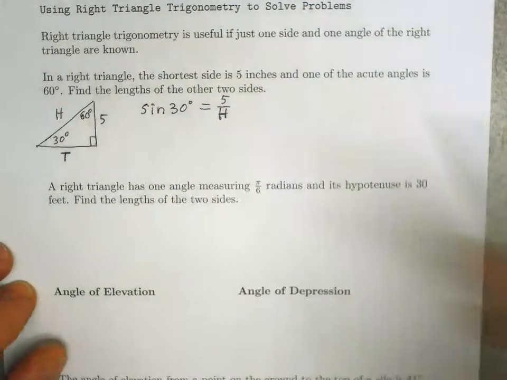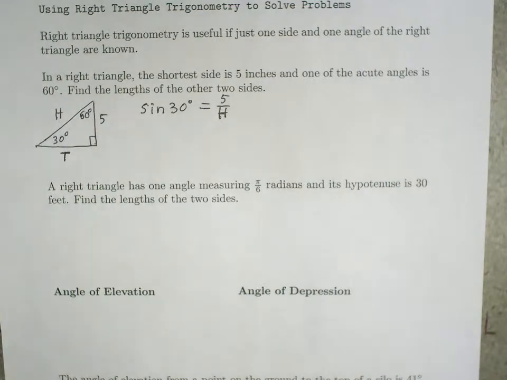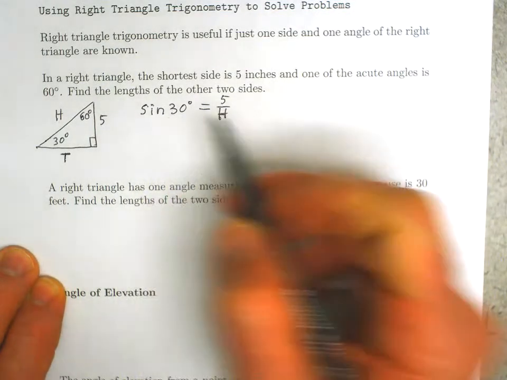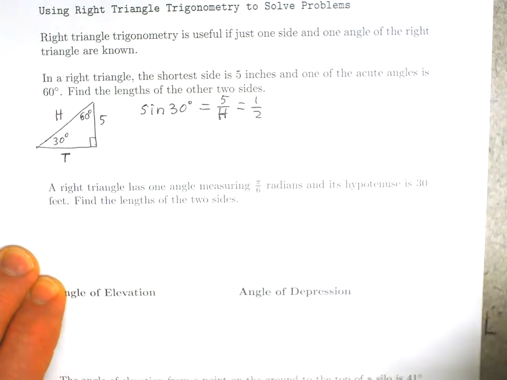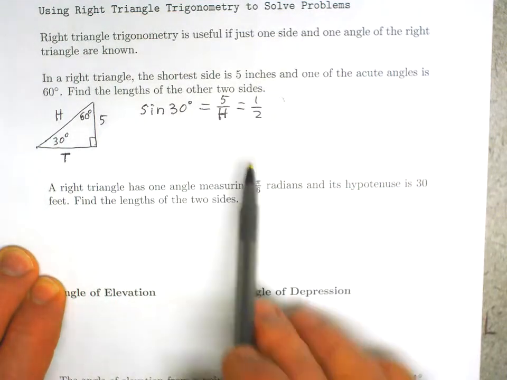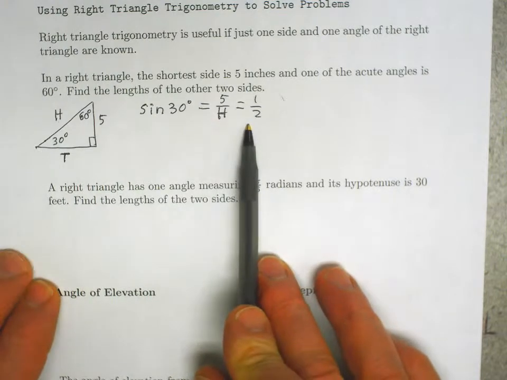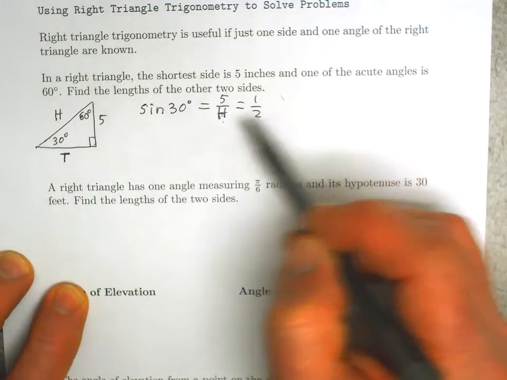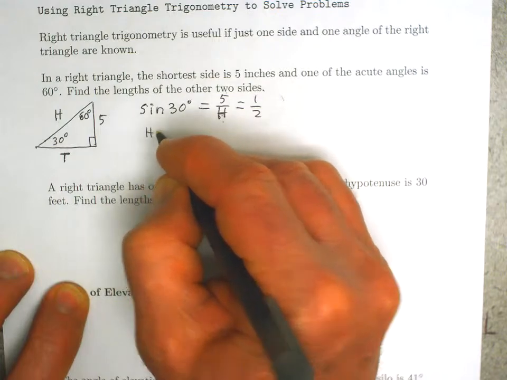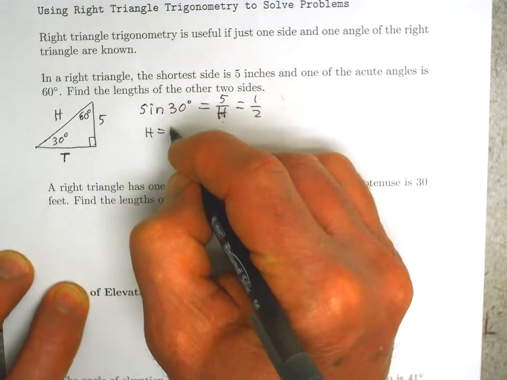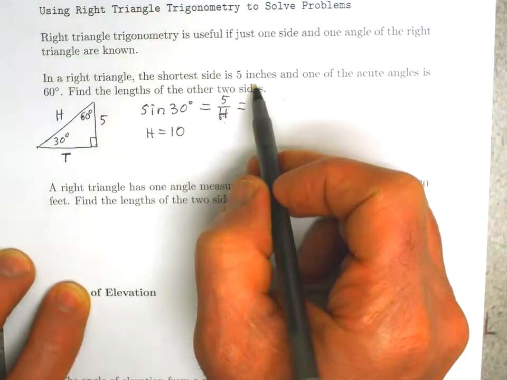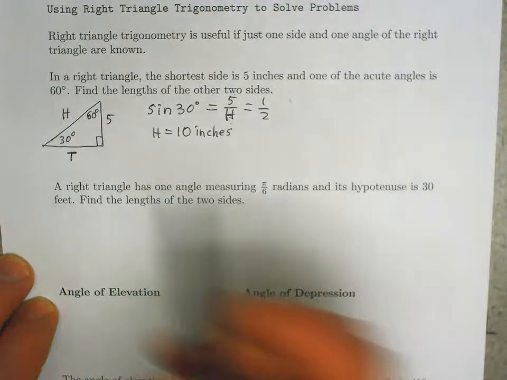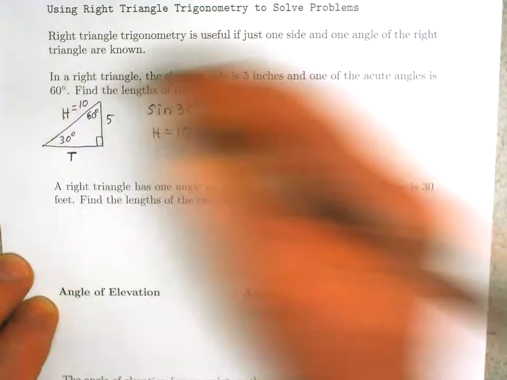But we know what sine of 30 degrees is. On a previous page, we discovered that the sine of 30 degrees is equal to 1/2. So now I can determine what the hypotenuse is by solving this equation for h. We can use cross products are equal. If 5 over h equals 1 over 2, then h times 1, which is h, equals 5 times 2, which is 10. And so that will be measured in inches. Okay, so now we know that the hypotenuse is 10 inches.